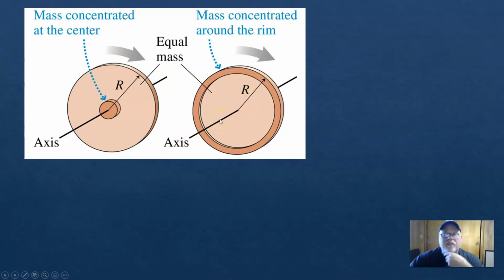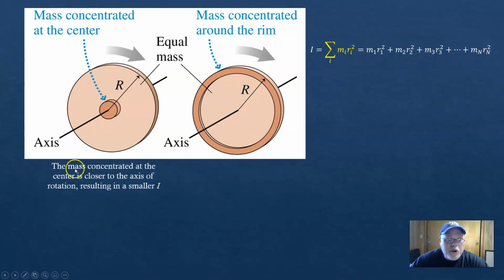The only difference is that this guy has a lot more mass concentrated at the center, and this guy has more of its mass concentrated out at the edge. Now let's go back to our equation for the moments of inertia. You notice that the moment of inertia really depends on how far each little piece is from the axis of rotation. Now our axis of rotation for this is right through the center.